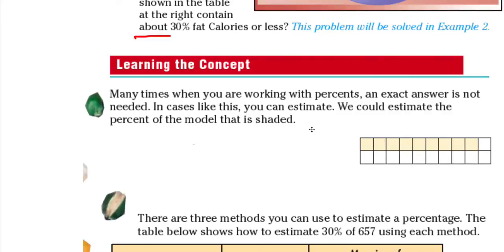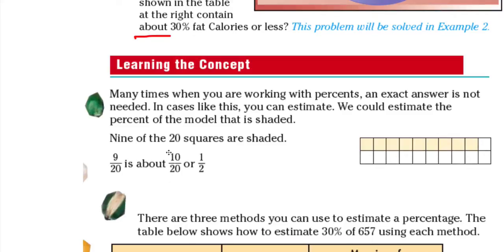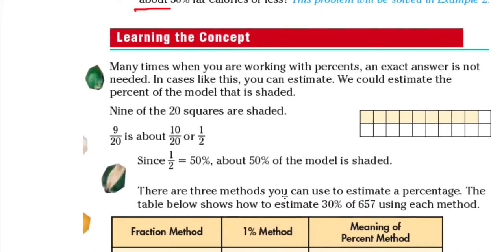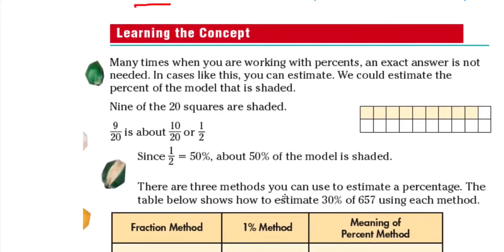So let's take a look at this example now. We could use it to estimate the percent of a model that is shaded. If you look at our model right there, 9 of the 20 squares are shaded. So 9 out of 20 is close to 10 over 20, or 1/2. Since 1/2 is 50%, about 50% of the model is shaded. And that's how we estimate this particular example.